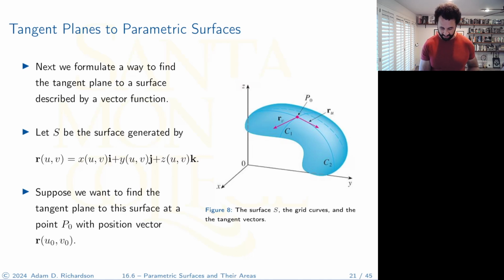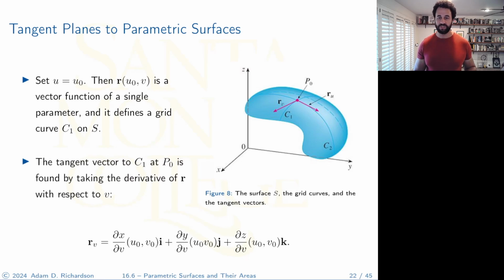So let's pick a point P naught with this position vector, r of u naught, v naught. We're going to fix u naught for just a moment. Then once again, we have a vector function of a single parameter, and it defines a grid curve C1, just like we saw earlier in the lecture, right? So you get this grid curve, and then we can compute the partial derivative of r in that direction. The tangent vector to C1 is the partial derivative with respect to v, this little arrow you see right here. So take your vector function r and differentiate it with respect to v. And that will give you this tangent vector.